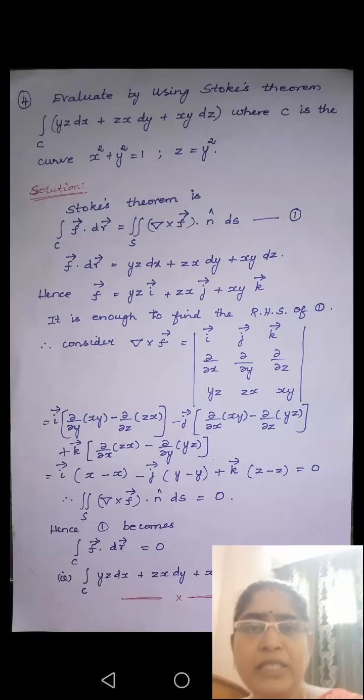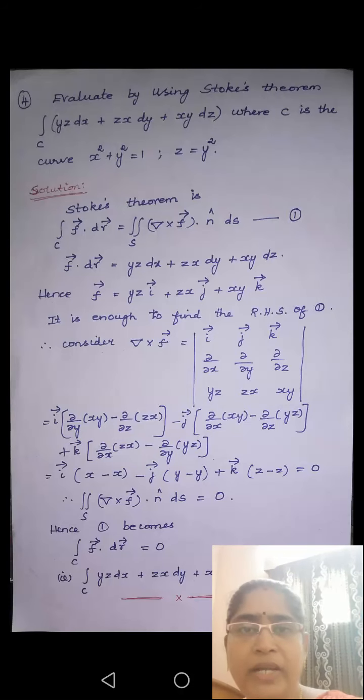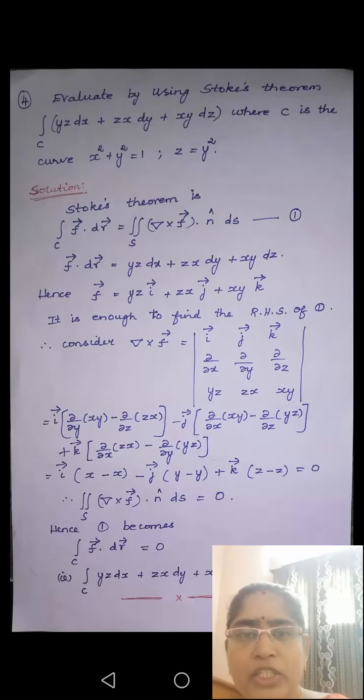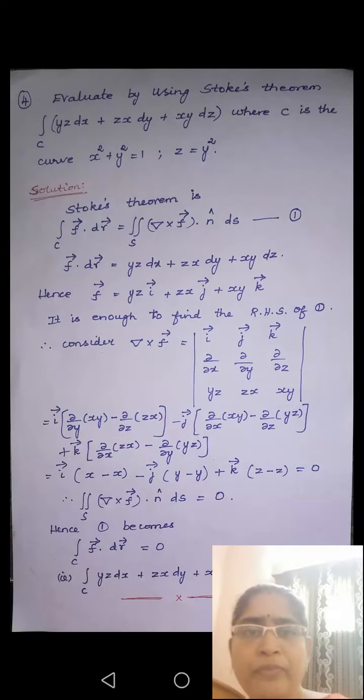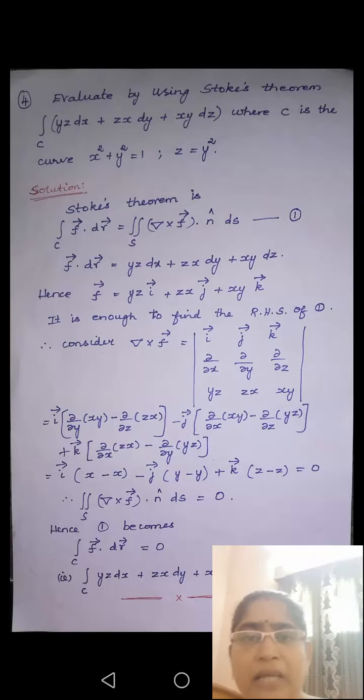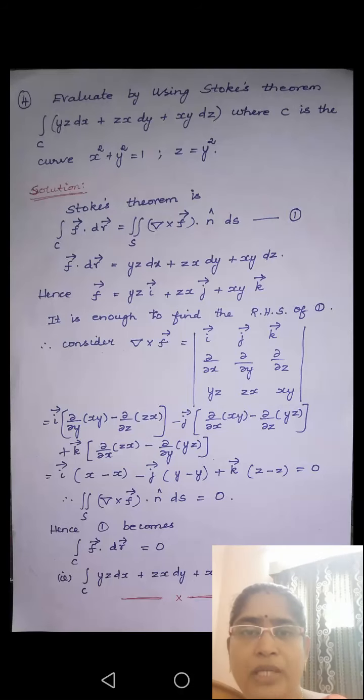So, Stokes' theorem is integral over C f vector dot dr vector is equal to double integral over S del cross f vector dot n cap into ds. Mark it as equation number 1. Now, compare this theorem with the given problem. We are having only the left hand side. And in the place of f vector dot dr vector, we are having yz into dx plus zx into dy plus xy into dz. Therefore, f vector is yz into i vector plus zx into j vector plus xy into k vector. Therefore, it is enough to find the right hand side of equation 1.